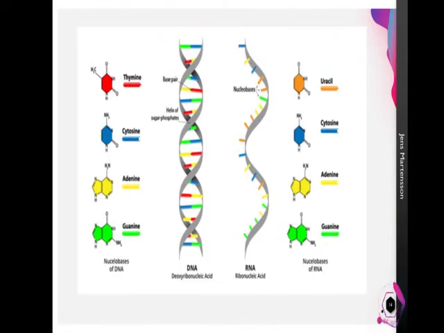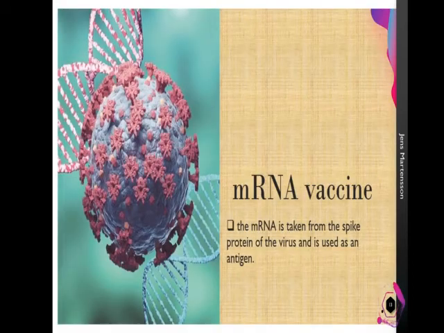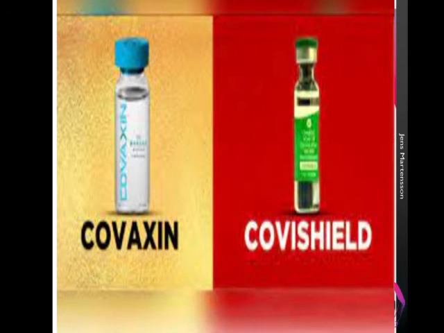Now we'll see what RNA and DNA are. RNA is nothing but single stranded, as we have learned earlier, ribonucleic acid, and DNA means double stranded, that is deoxyribonucleic acid. This was all about vaccines and how they work, what technology is used, and the examples of RNA vaccines are Moderna and Pfizer.